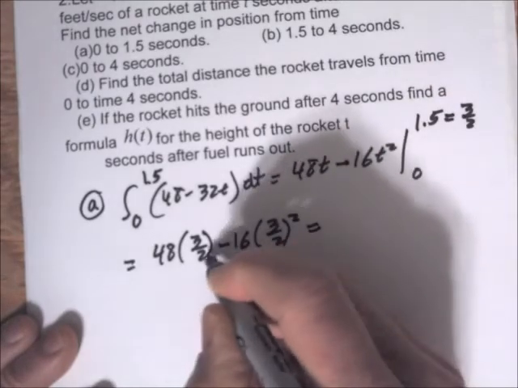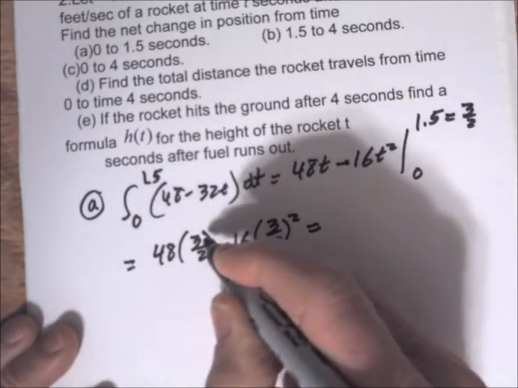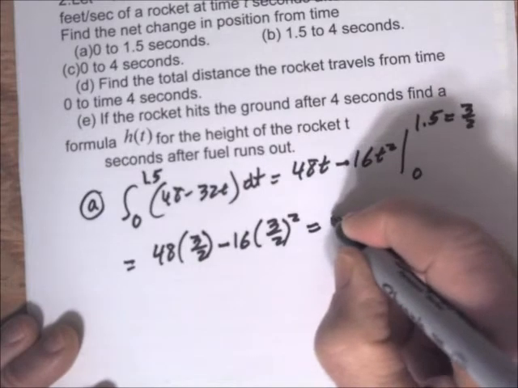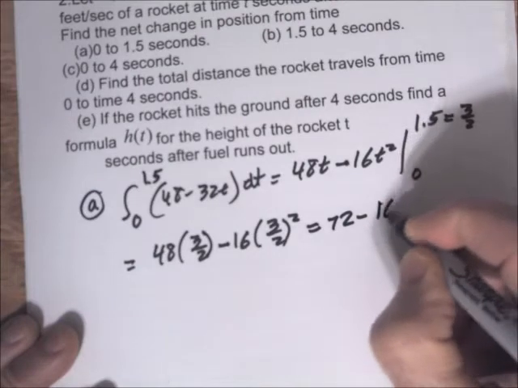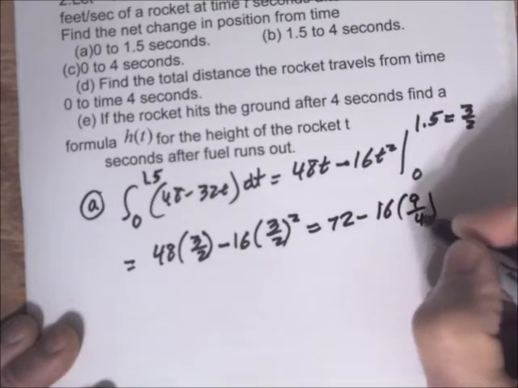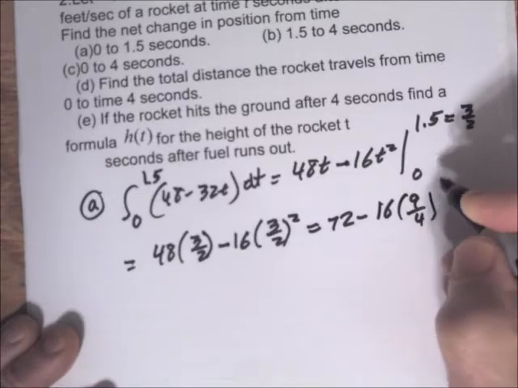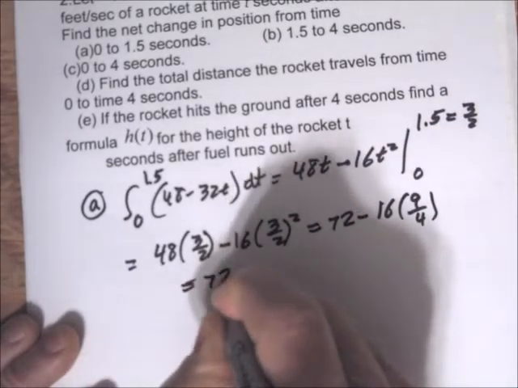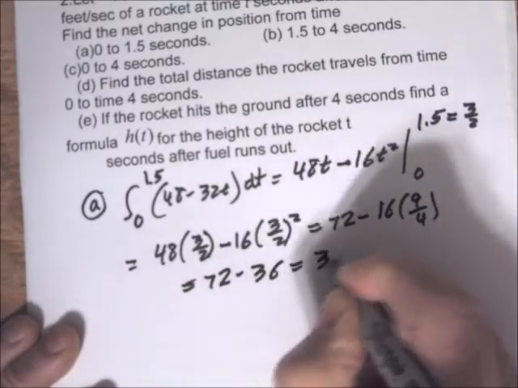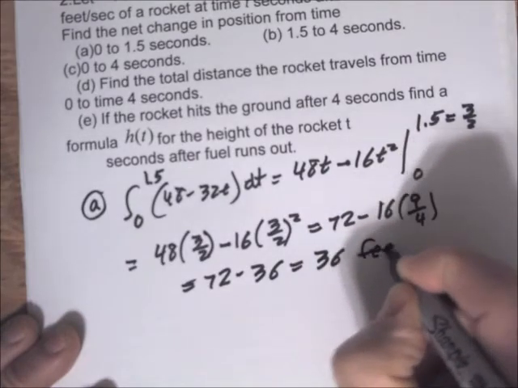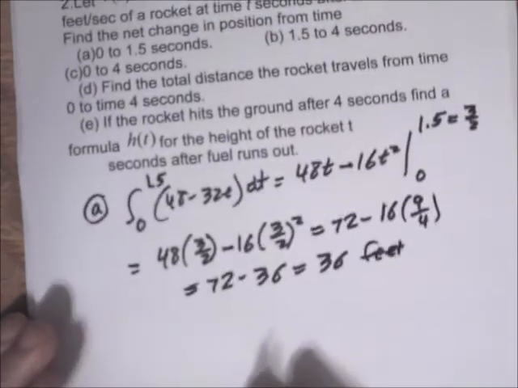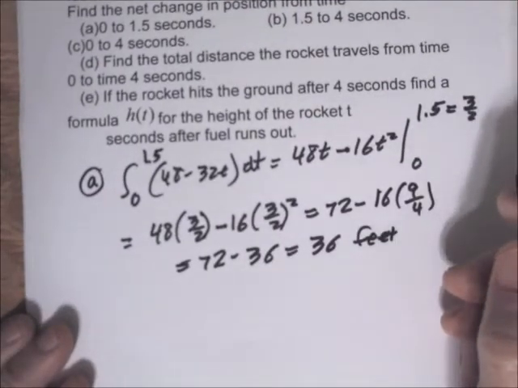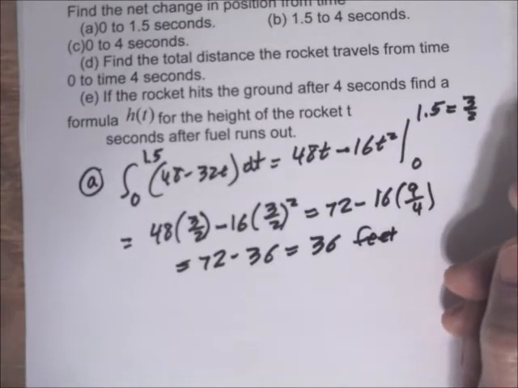So 48 goes 24. 24 times 3 is 72. This is going to be 16 times 9 fourths. 4 into 16 goes 4. 4 times 9 is 36. So this is 72 minus 36, which would be 36 feet. It's traveling upward 36 feet from the time that the fuel runs out.